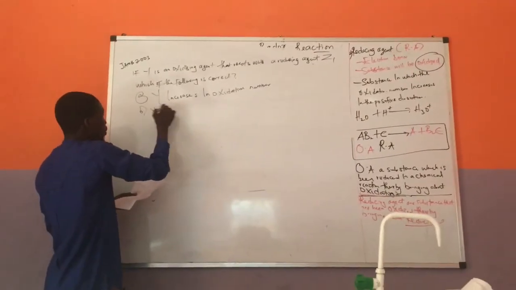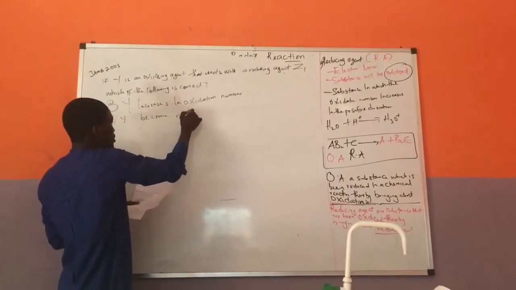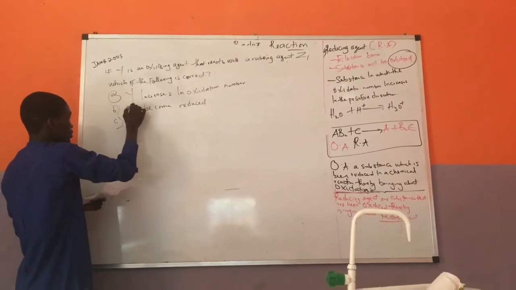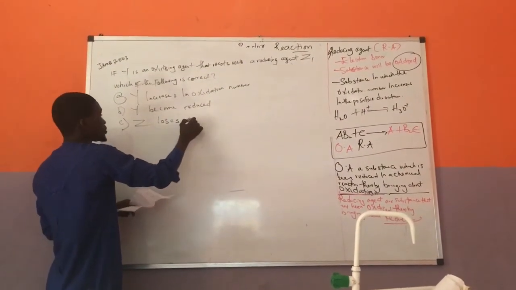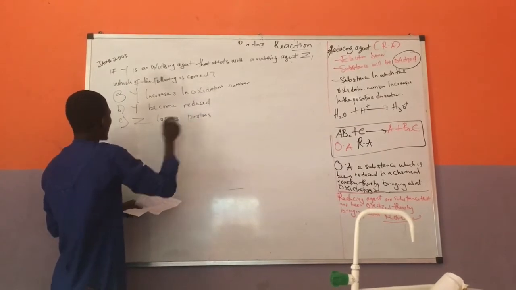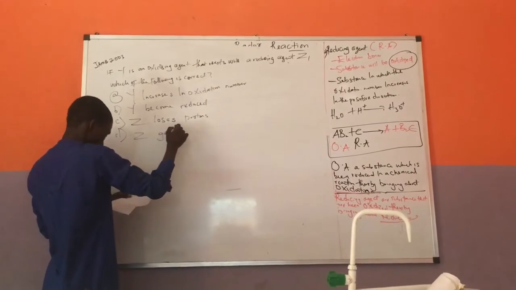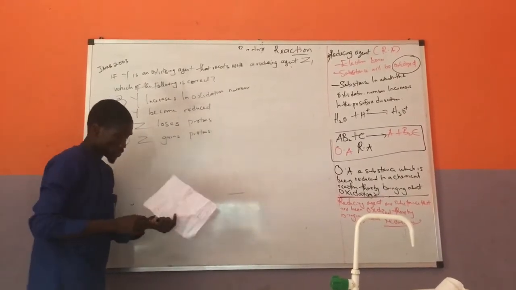B, Y becomes reduced. C, Z loses proton. D, Z gains proton. So you see now.